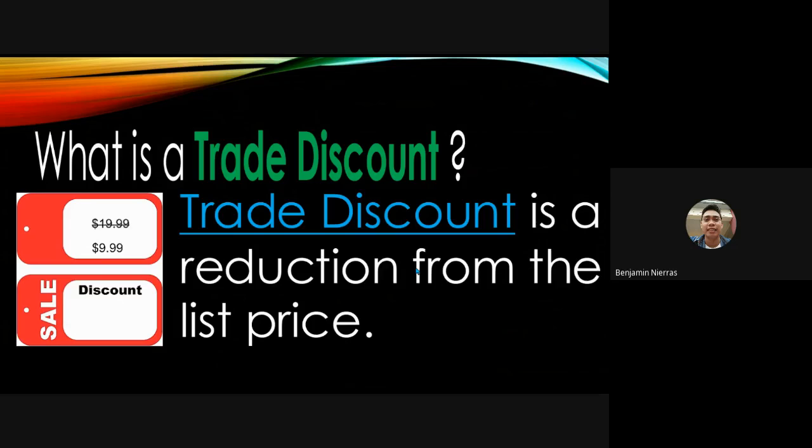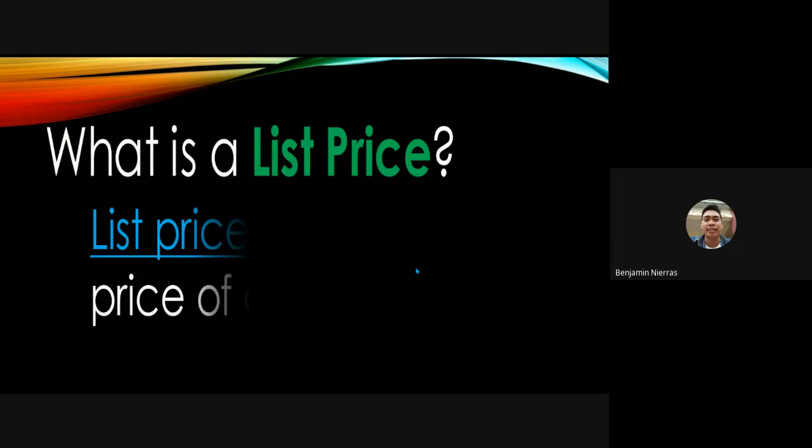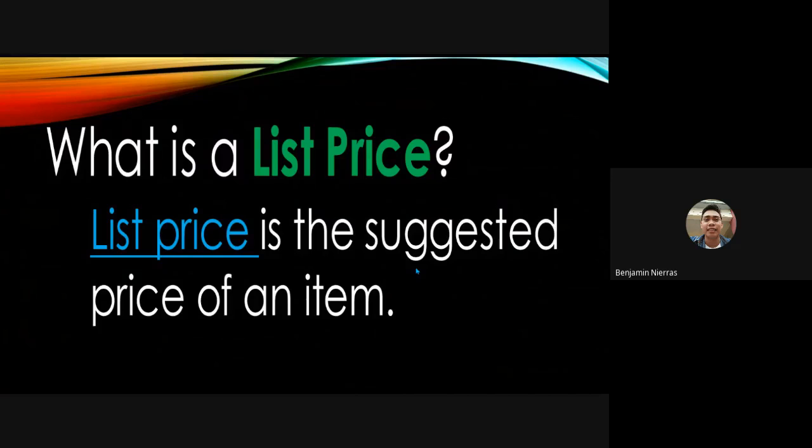So what is the list price? So reduction from the list price. List price is the suggested retail price or suggested price of an item given by the seller. So trade discount happens between manufacturing and the wholesaler or maybe between wholesaler and the retailer.